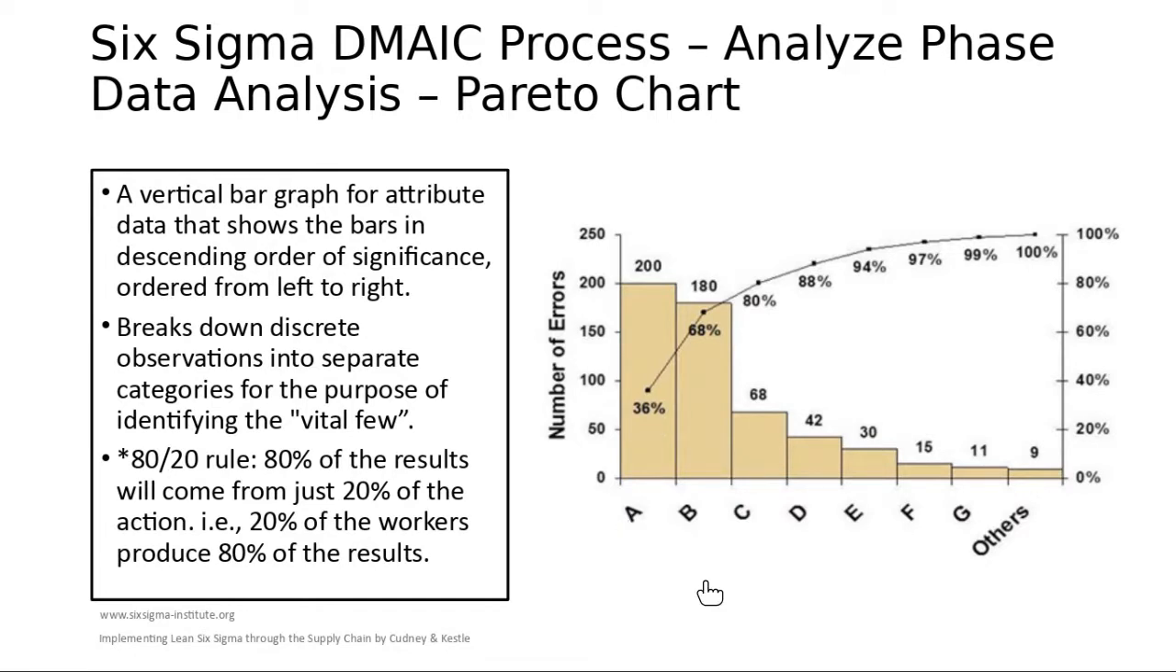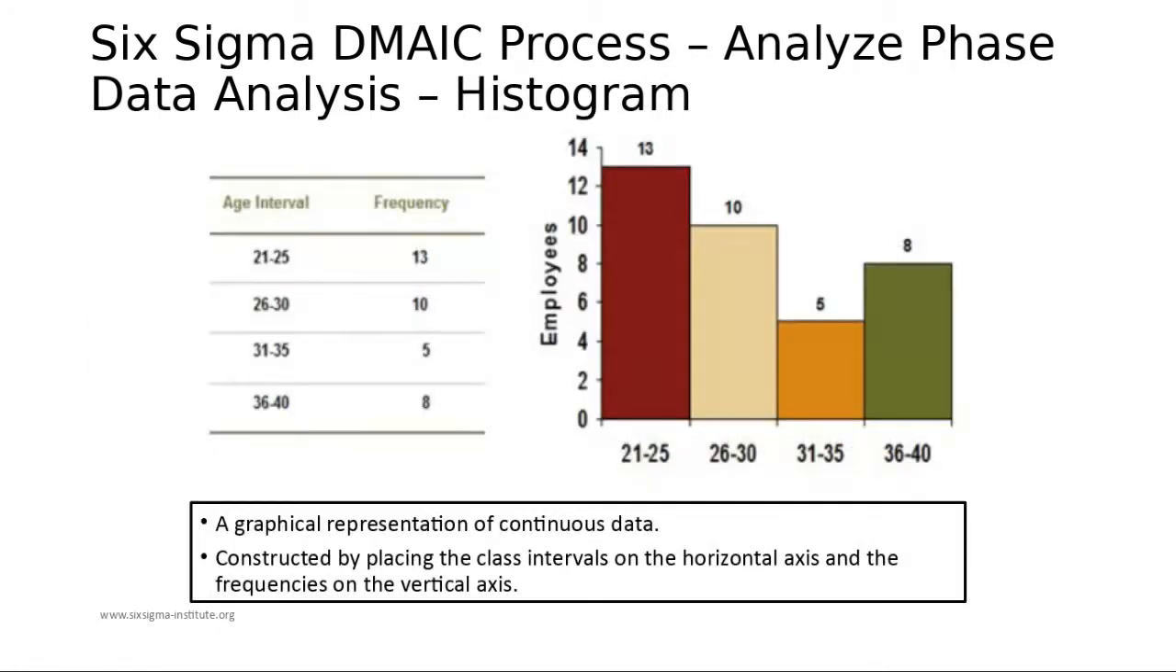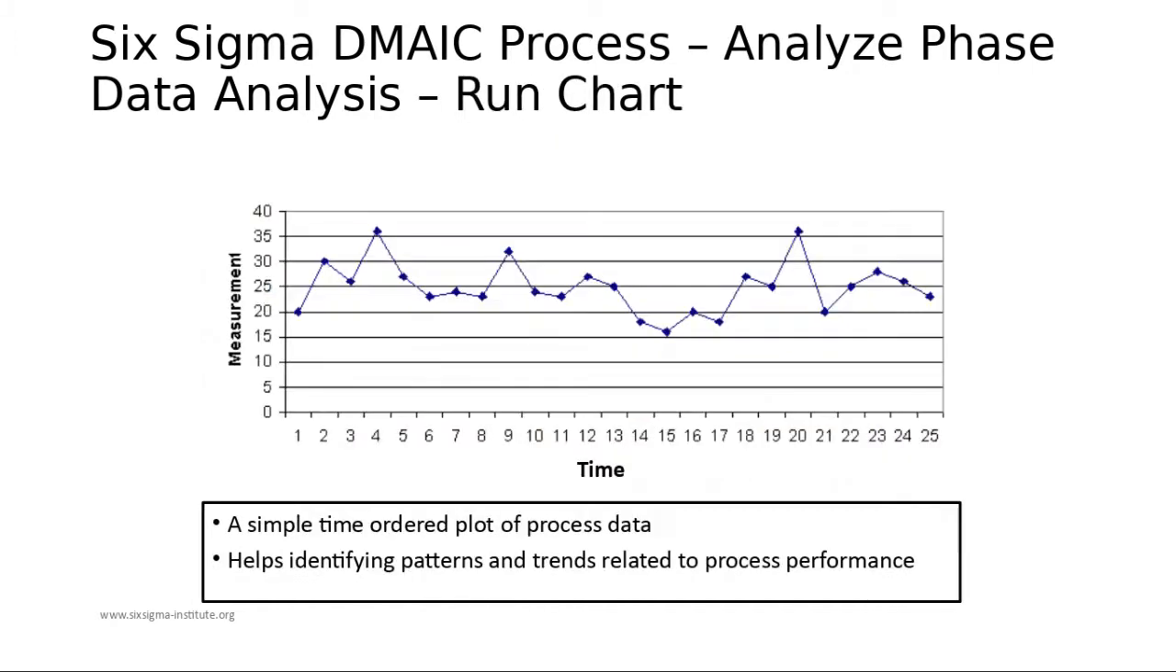So this is the Pareto chart, one of the other tools in the Analyze phase when you analyze data in Six Sigma. The histogram is similar to the bar chart or bar diagram, and the only difference is that it is for continuous data instead of attribute data.